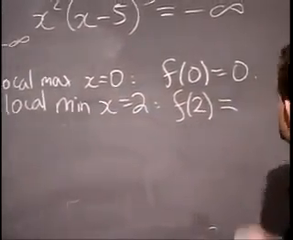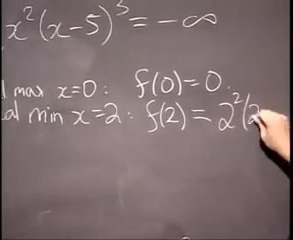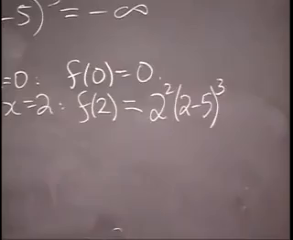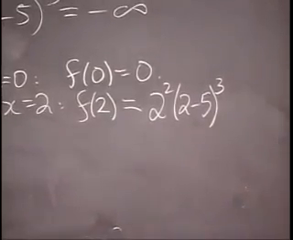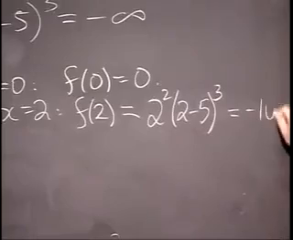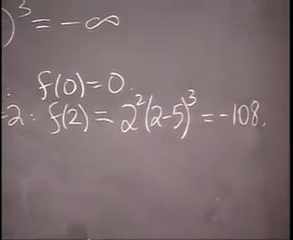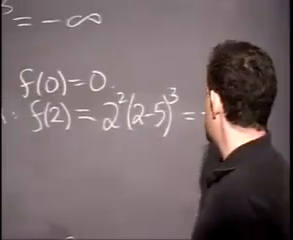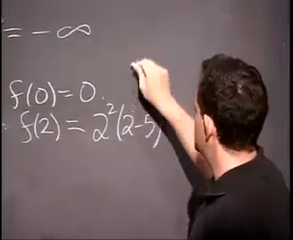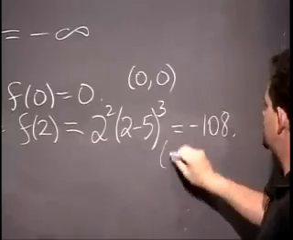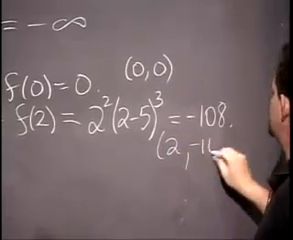Well, what is that? That's 2 squared times 2 minus 5 all cubed. That's minus 3 cubed, actually, it's negative 27 times 4, which works out to be negative 108. Negative 27 times 4. So there's a local max at 0, 0. The local min is at 2, negative 108.